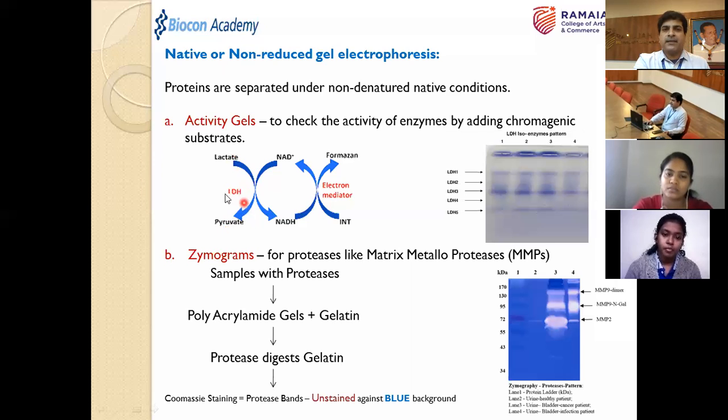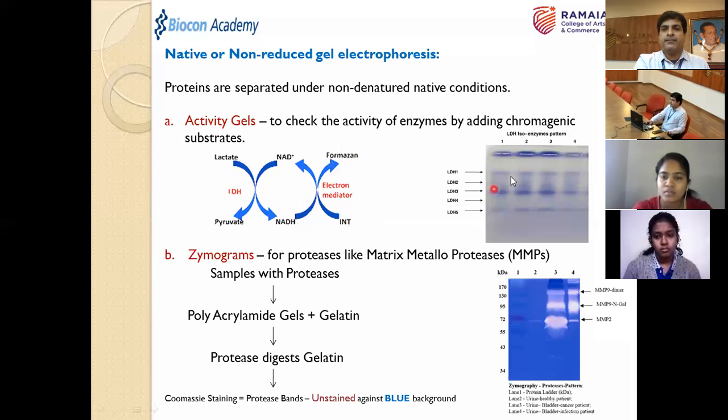Here LDH is one of the enzymes which acts on lactate and converts it into pyruvate. In doing so, it is also responsible for reduction of NAD. This is a reducing equivalent. NAD is getting reduced to NADH, the reduced compound, with hydrogen. And this reduced compound formation in turn is responsible for the reduction of formazan. Formazan is one compound. If you use this salt, tetrazolium salt, it will be converted to formazan, an insoluble crystal. And that is the principle of these activity gels.